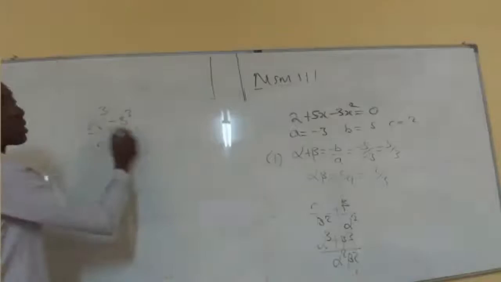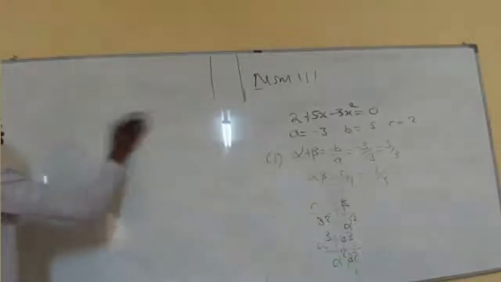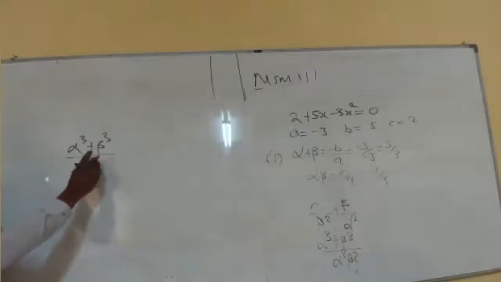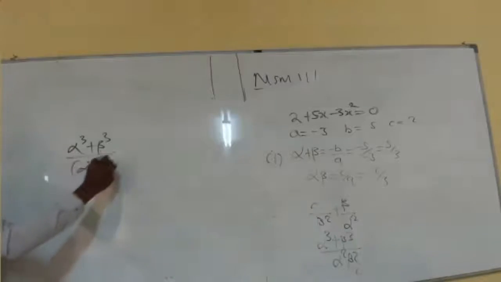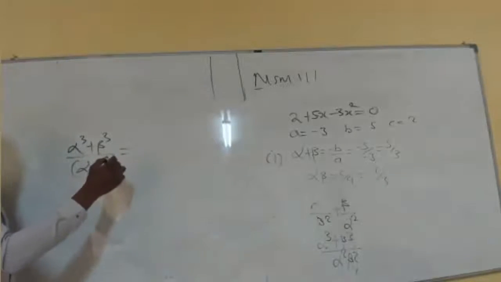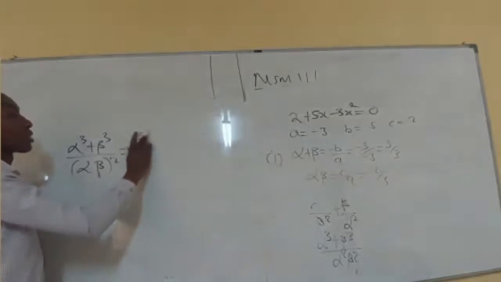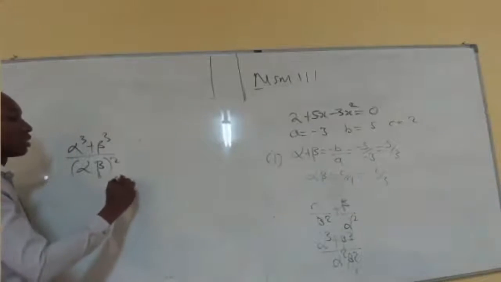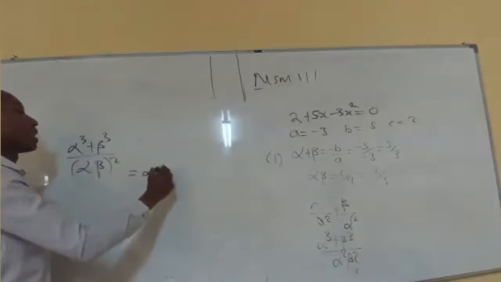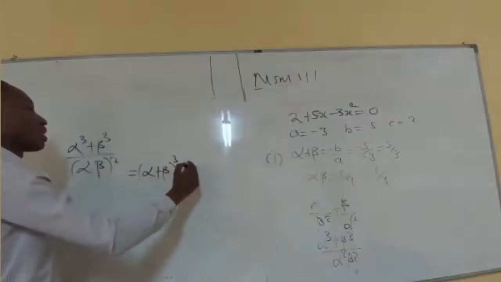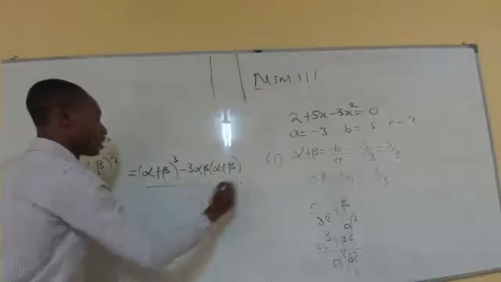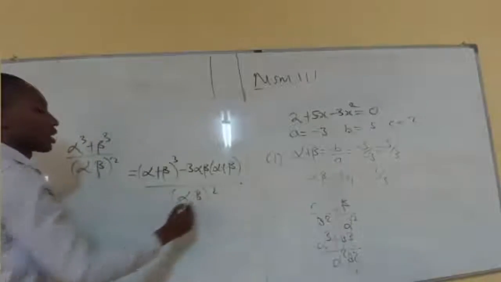Okay, now this is a general formula, right? So we're saying we have alpha cubed plus beta cubed over alpha squared, alpha beta squared, right? Then from here now, this is the formula, and what it is alpha, let's write it here. This is equal to alpha plus beta cubed minus 3 alpha beta, alpha plus beta, alright? Then over alpha beta squared.